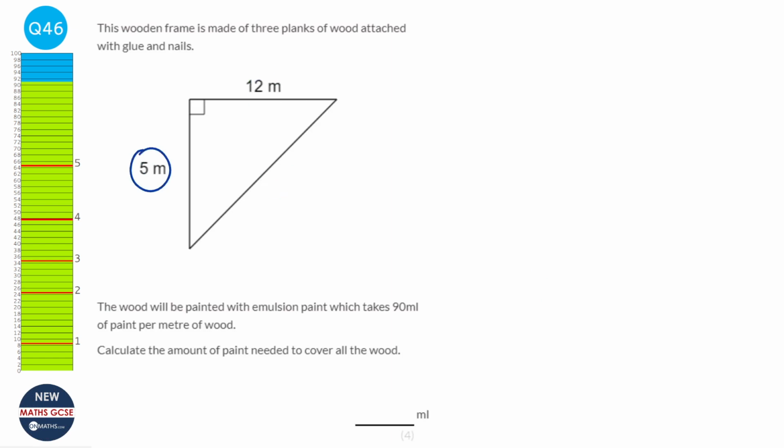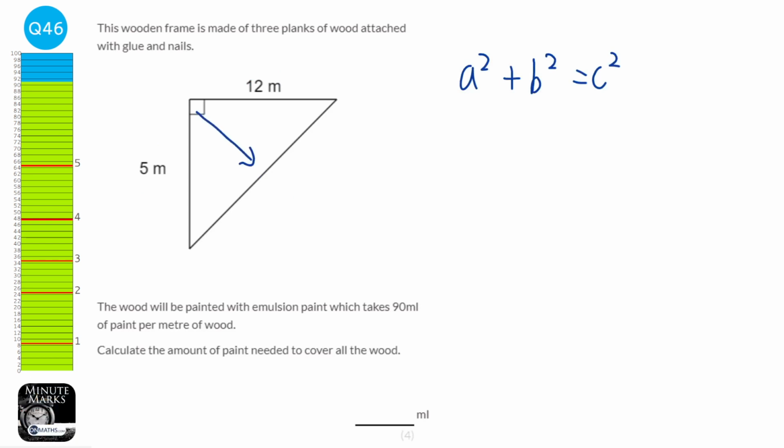In this question we have a right angle triangle and we know 2 of the sides and we're looking for the third one, so that screams to me Pythagoras. So Pythagoras is a squared plus b squared equals c squared, with c squared being the hypotenuse. The hypotenuse is the one opposite the right angle, so this is going to be c. And we'll label the other ones a and b, it doesn't matter which way around they go.